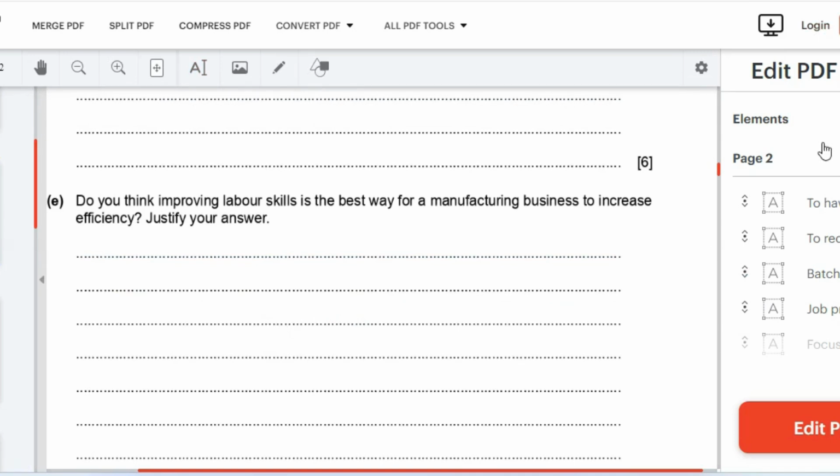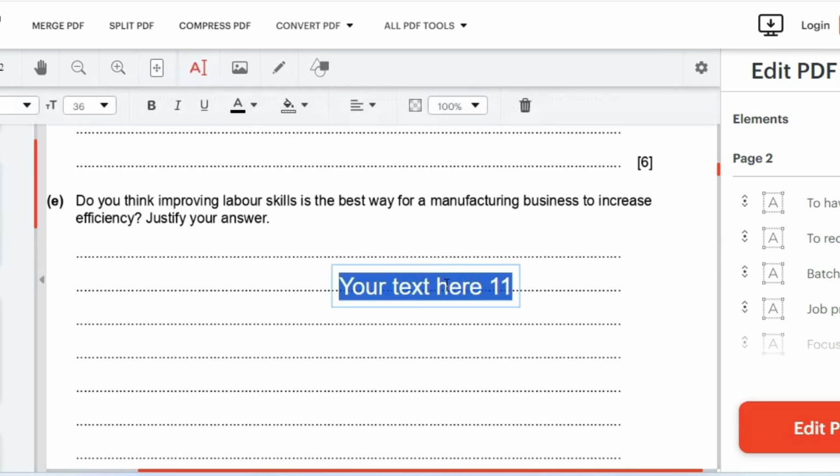Do you think improving labor skill is the best way for a manufacturing business to increase efficiency? You have to justify your answer here. But before you go to your justification, you have to give points of improving labor skill and what improving labor skill can give. The first point here is being able to work faster. Let's bring out the text.